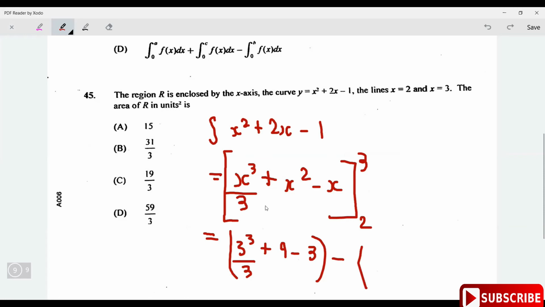Plugging in 2, you're going to get 8 over 3 plus 2 squared is 4. 4 minus 2 is 2. You work out what all of that is. 3 cubed is 27 over 3, that's 9, plus 9 is 18, minus 3 is 15, minus 8 over 3 plus 2, I get 31 over 3. And that takes care of this question.